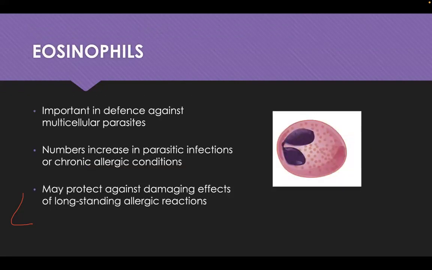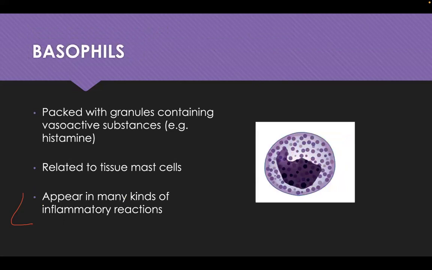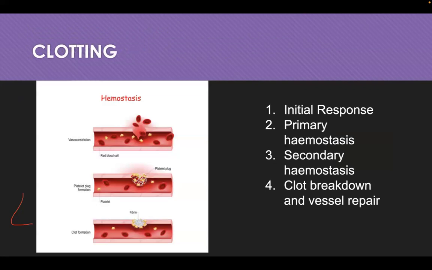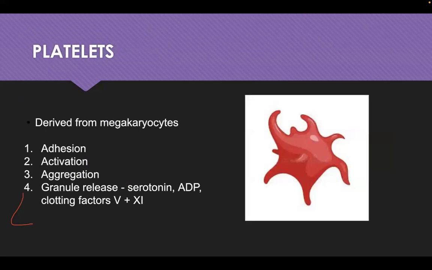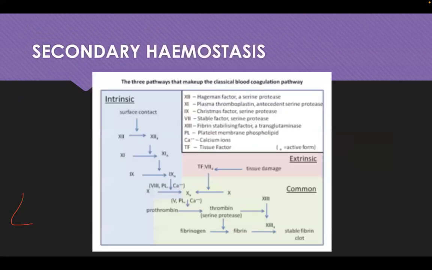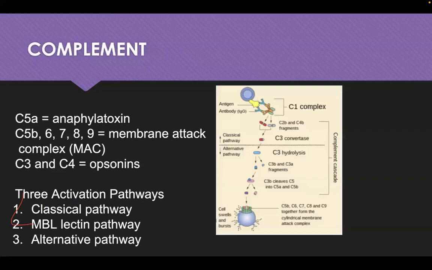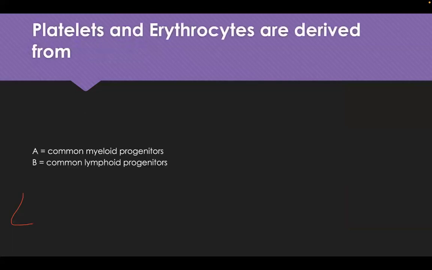So we went through neutrophils, we went through eosinophils, we went through basophils, monocytes and macrophages, lymphocytes. And then we spoke about the importance of what happens when there's an injury in our vessels and how we work to try and repair. So we have clotting. We went through primary hemostasis and platelets, secondary hemostasis, then what antibodies are, and our antibody classes and our complement. So what we're going to do now is I have 16 multiple choice questions.